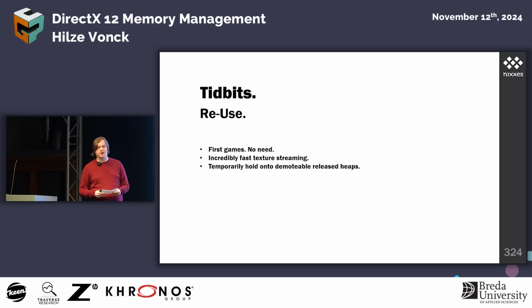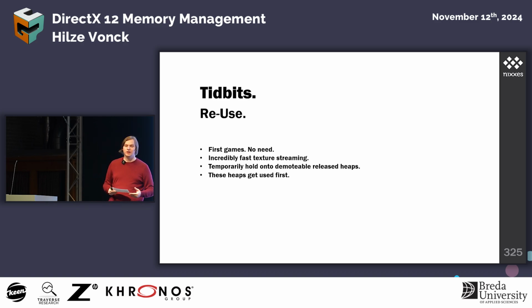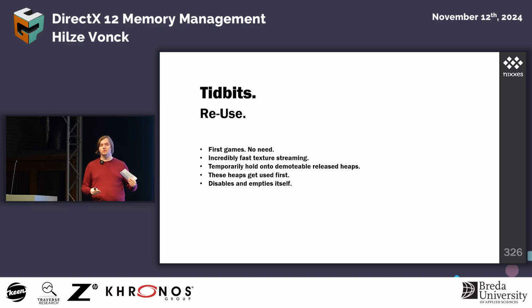So this system has been designed to temporarily hold on to demotable released heaps, and these then will be used first. It will only hold on to these heaps temporarily for either an X amount of seconds or until we run out of memory. If we start to run out of memory, the system has been designed to automatically disable and empty itself out again so that it doesn't interfere with the demotion system. That is also why its size is on the same graph as the demotion system, so that we can see if we actually start to interfere with the demotion system.